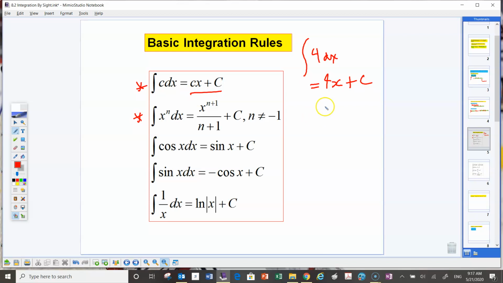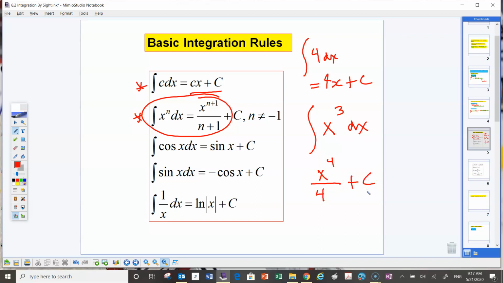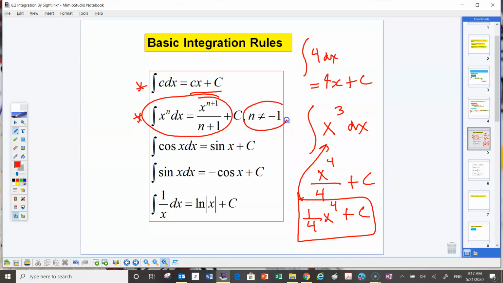My next one is like the inverse operation of the power rule. If I have the integral of x cubed dx, what this rule is telling me to do is to add 1 to the exponent and then divide by the new exponent, which is really the same thing as 1/4 x to the 4th plus c. And again, if I take the derivative of this, I would end up getting x cubed back. Now note, there is a restriction on when we can use this rule.